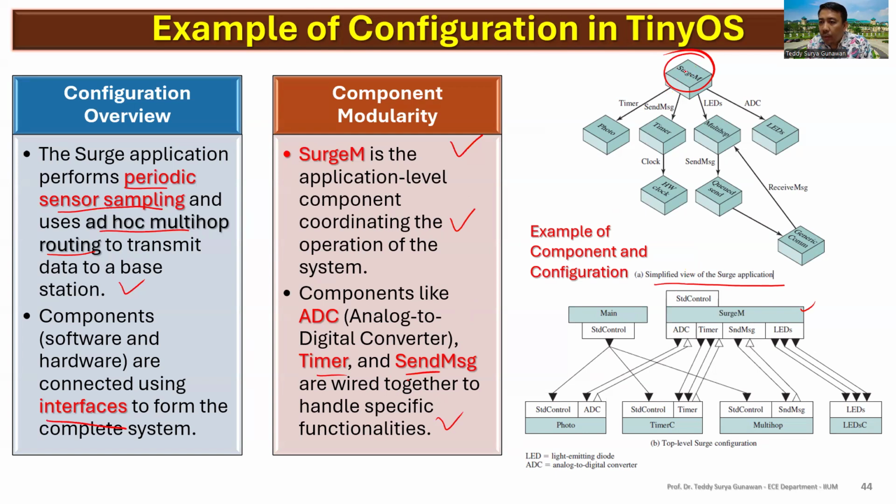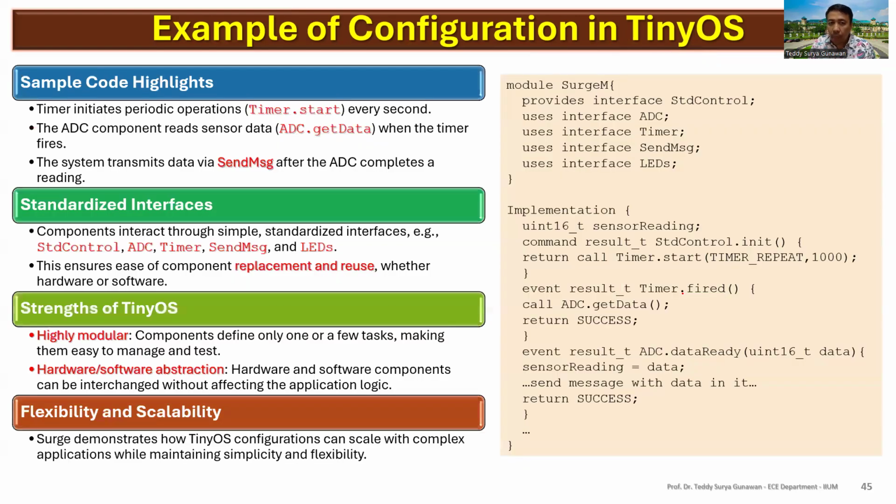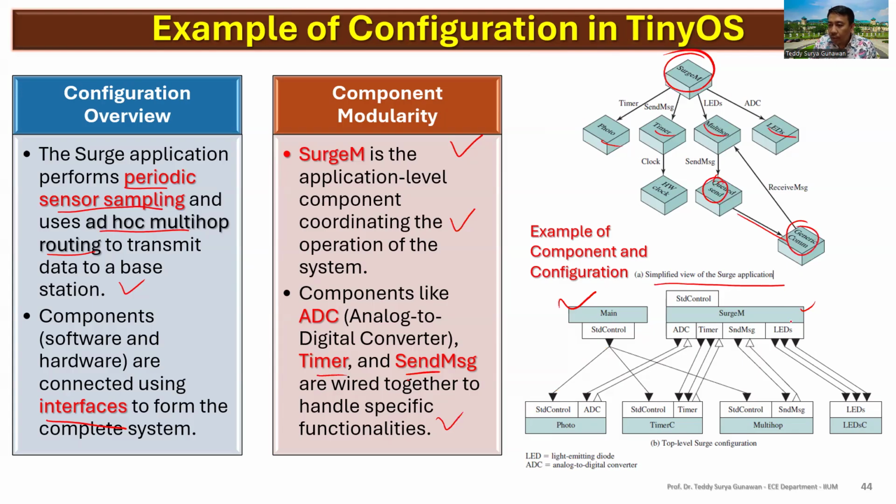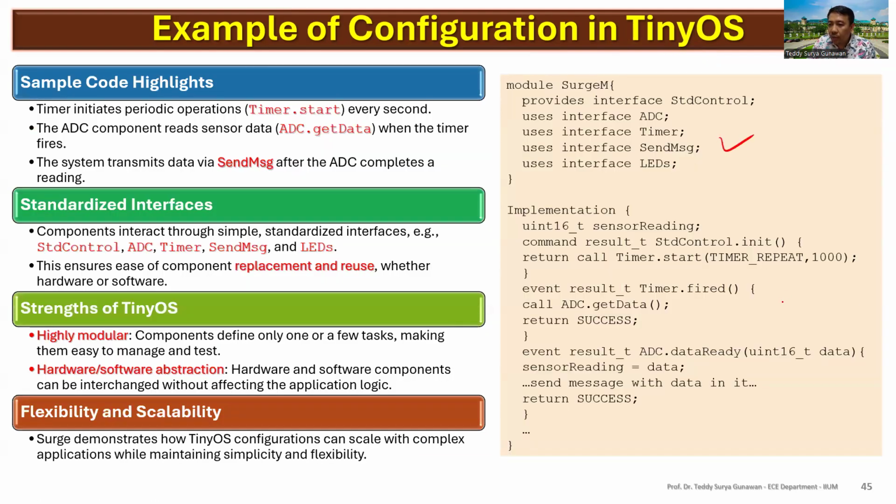This is the simplified view of the Surge application. As we mentioned earlier, you have SurgeM managing the Photo, Timer, MultiHop, and LEDs, and also SendMessage, QueuedSend, and GenericComm. Here you can see the details of the top-level Surge configuration, similar to what we showed earlier. So from the modules, we have the components, the tasks, and the events. You can see the implementation in the C file here. This is the configuration, showing how it's connected.